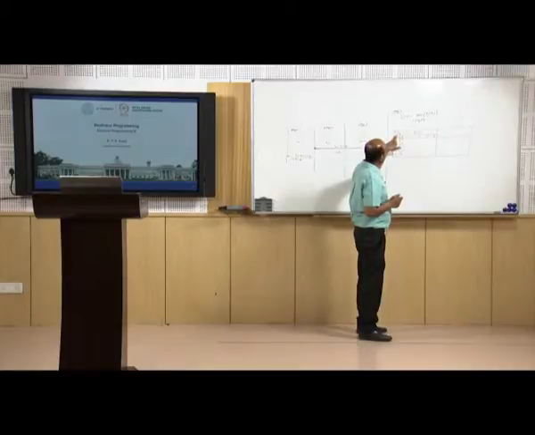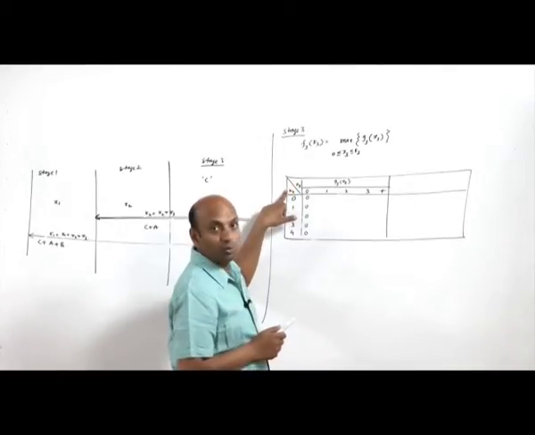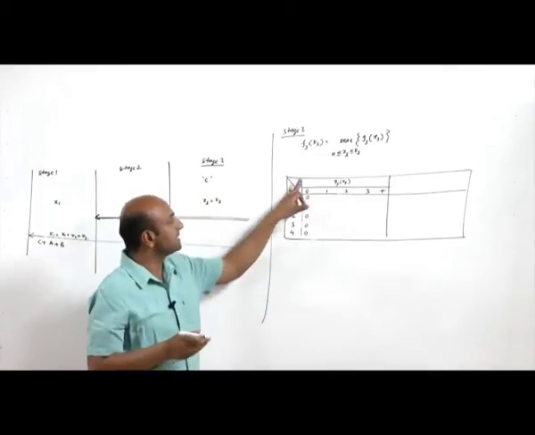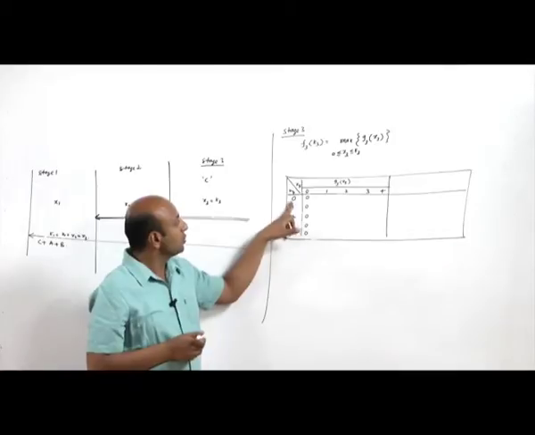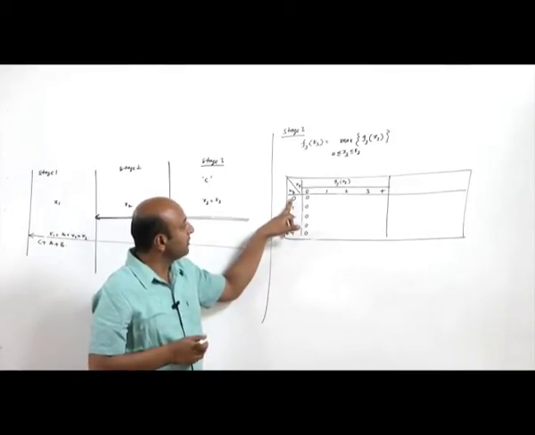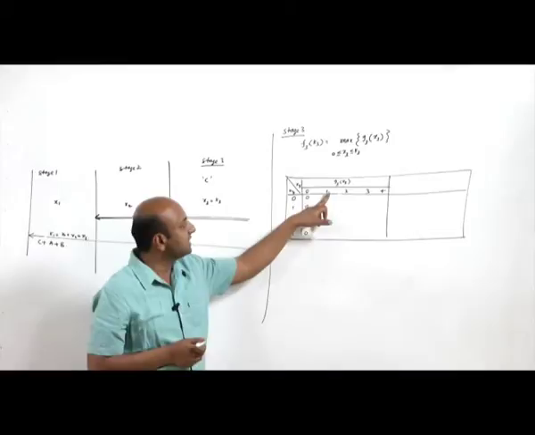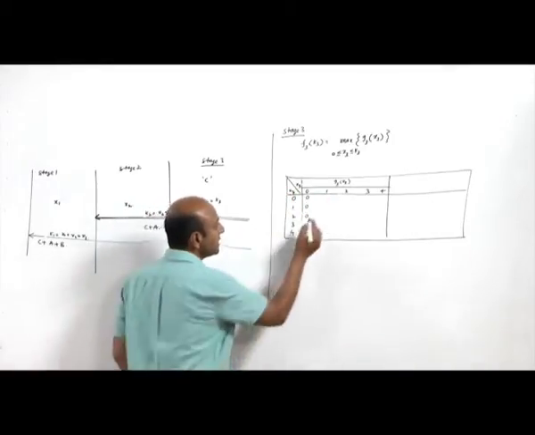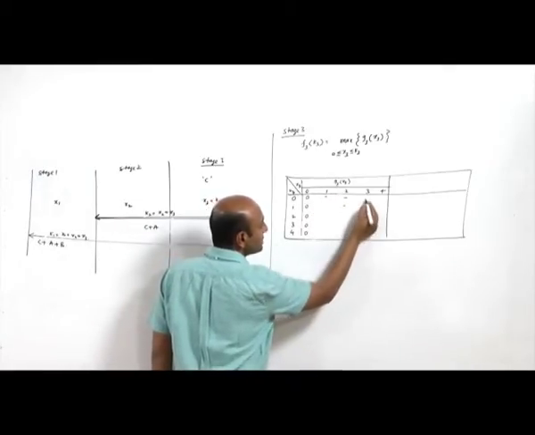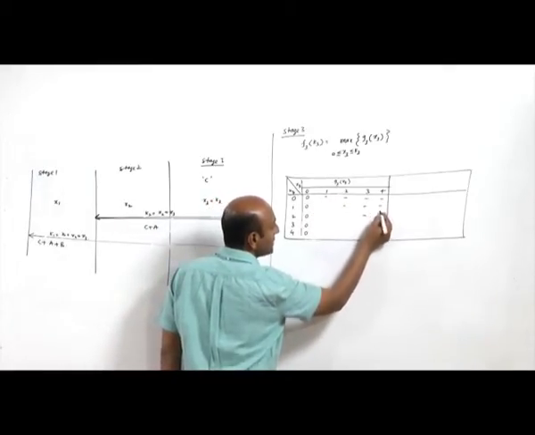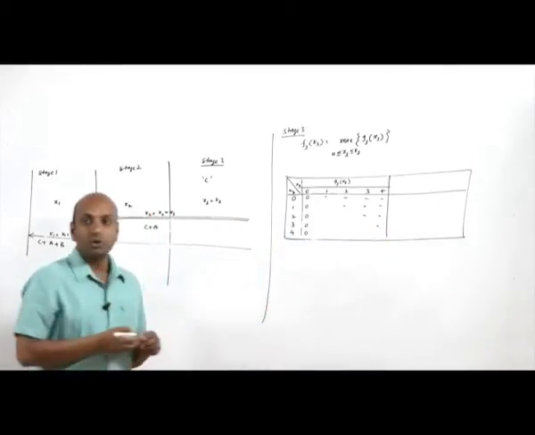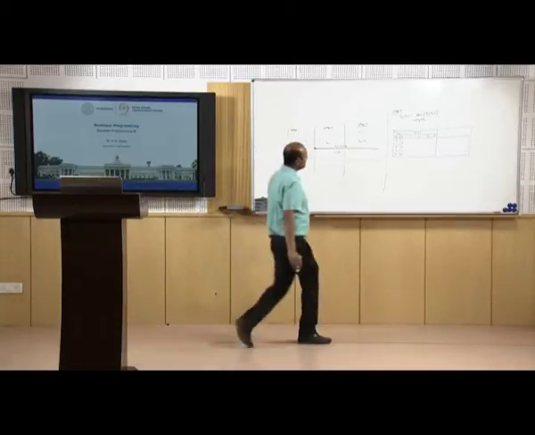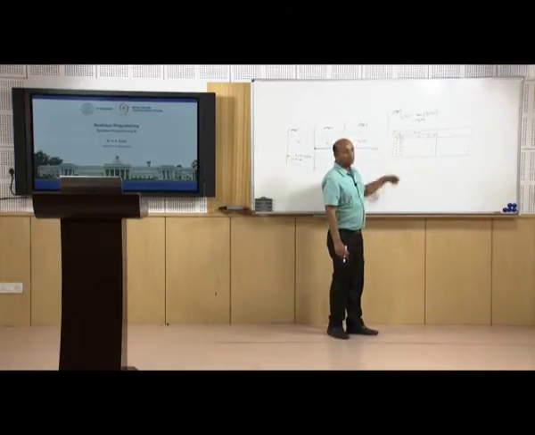Now X3 will always be less than or equal to K3. So if K3 is 0 and X3 is 1, this entry is not possible because X3 must be less than or equal to K3. Similarly, this entry is not possible. Similarly, these 3 entries are not possible, and similarly these 3 entries are not possible. So it will be a lower triangular matrix type, because X3 will always be less than or equal to K3.